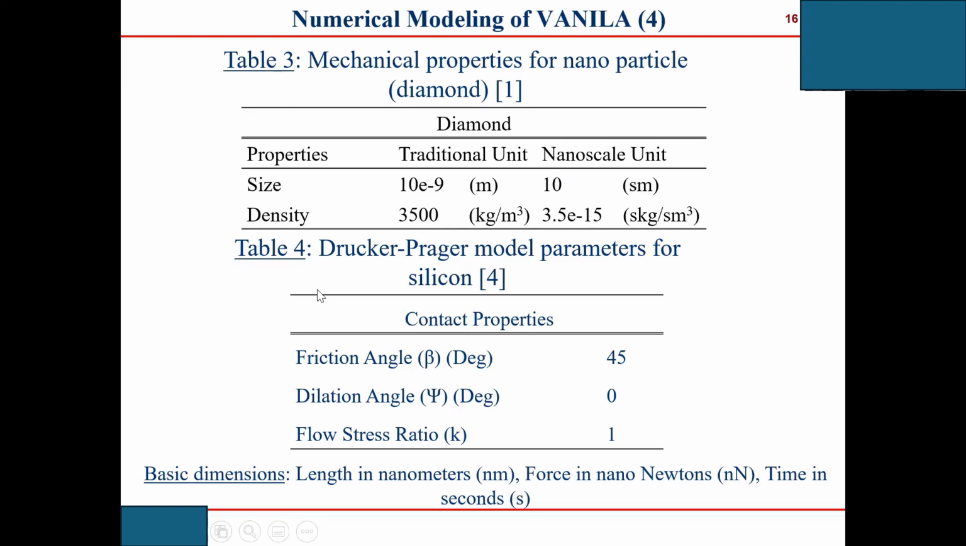So this is table 3. Table 4 shows the Drucker-Prager model parameters for silicon. I told you the Drucker-Prager model is used for describing the behavior of brittle materials. For the Drucker-Prager model, we have the friction angle beta, the dilation angle psi, and the flow stress ratio, the lowercase k. So these three parameters need to be selected in order to use the Drucker-Prager model. Here are the basic dimensions, the same thing: nanometer, nanonewtons, along with the second.